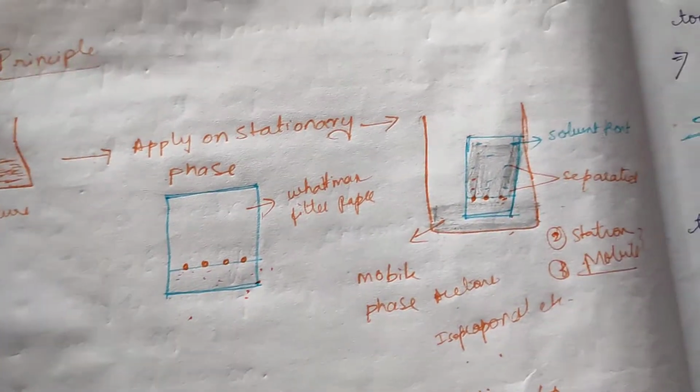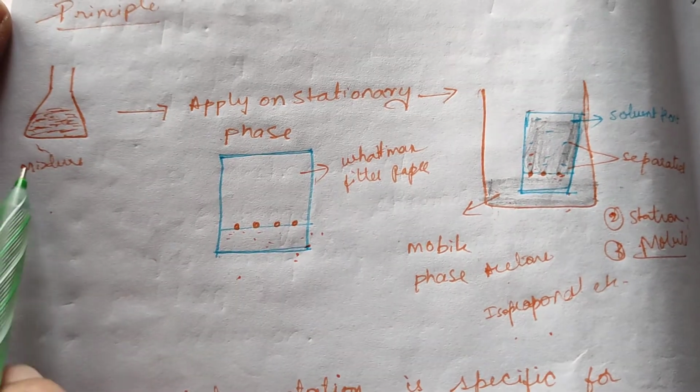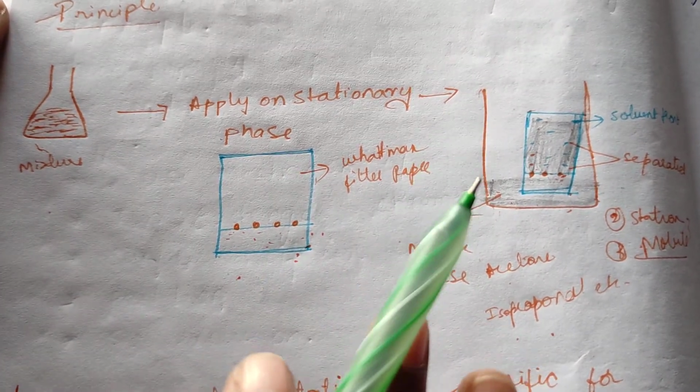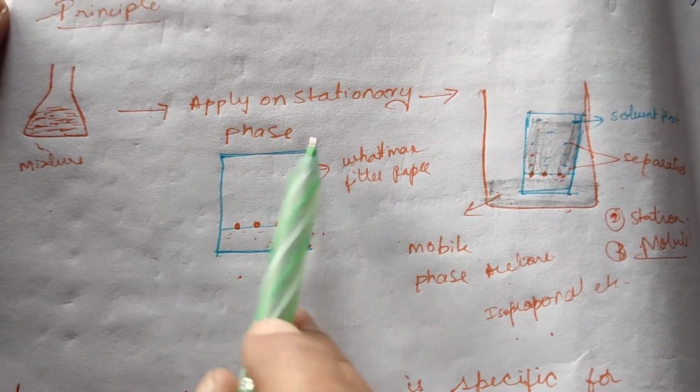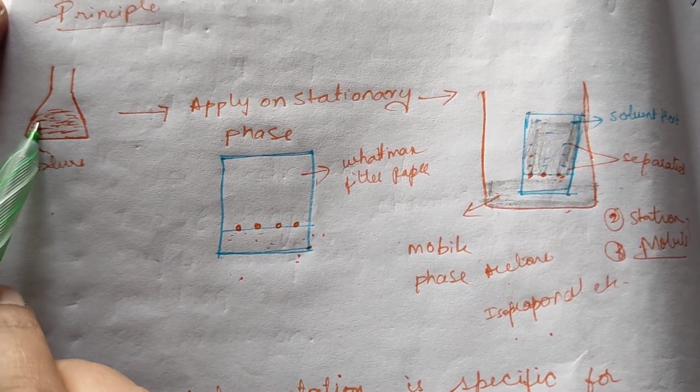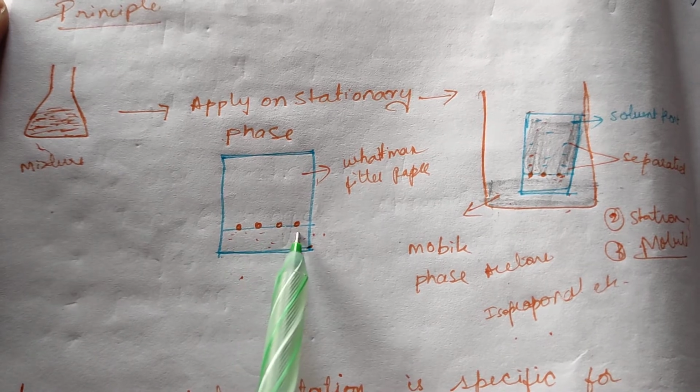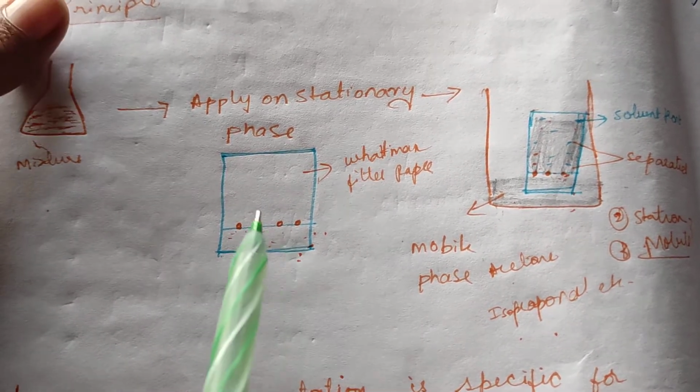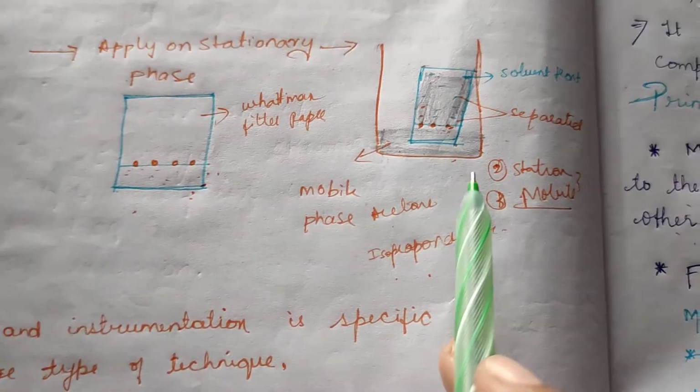For example, let's take a small example. Let's take this as a mixture. I'm taking paper chromatography as a small example. See, this is a stationary phase. When our leaf extract or some mixture is applied on this stationary phase, this stationary phase is kept in a chromatographic chamber.